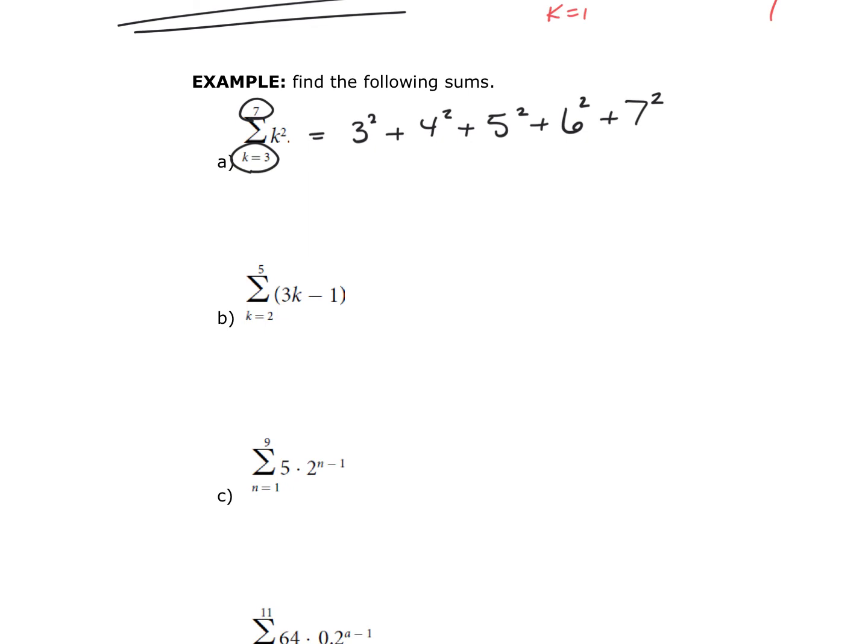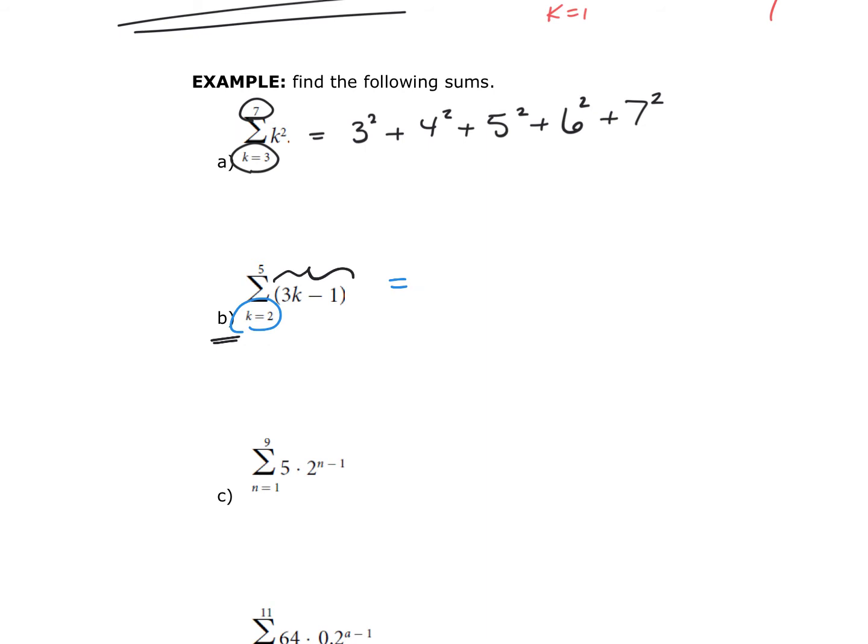Now the second one. Looking at the second example here, I know that this is an arithmetic series. And I know it's arithmetic because this is a closed formula for an arithmetic sequence. So I know this has to be an arithmetic series, and we have a formula for this. However, notice that I start at k equals 2.